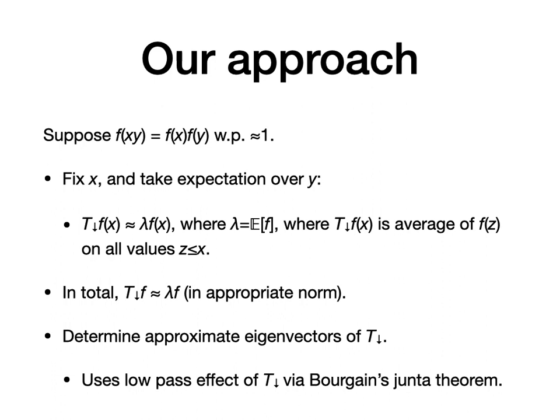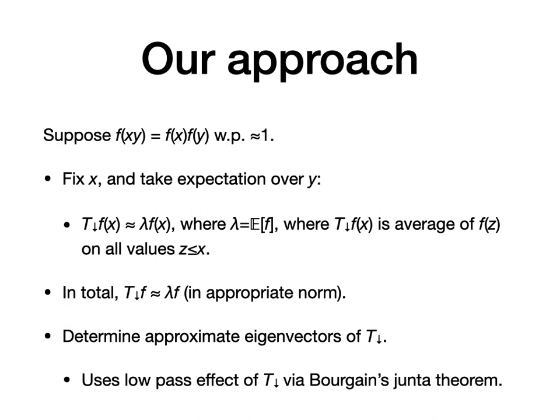Okay, and now if we do it for all x, then what we get is that, roughly speaking, T down of f is close in some appropriate norm to lambda of f. So all that remains to be done is to determine the approximate eigenvectors of this operator T down. Now this is not particularly easy. There are several obstacles in doing this. Let me just say one thing about how we do it.